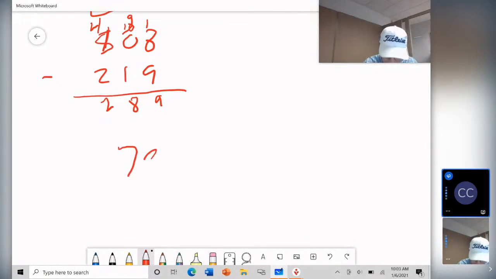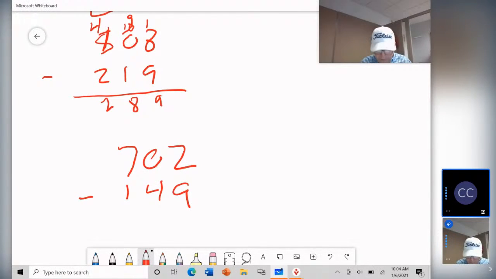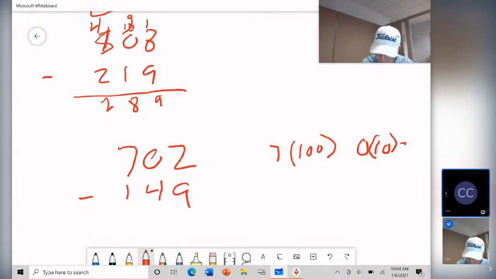We have 702 minus 149. And if we break this down again, it's going to be 7 hundreds, 0 tens, and 2 ones. And down below, we're going to have 1 hundred. We're going to have 4 tens. And we're going to have 9 ones.